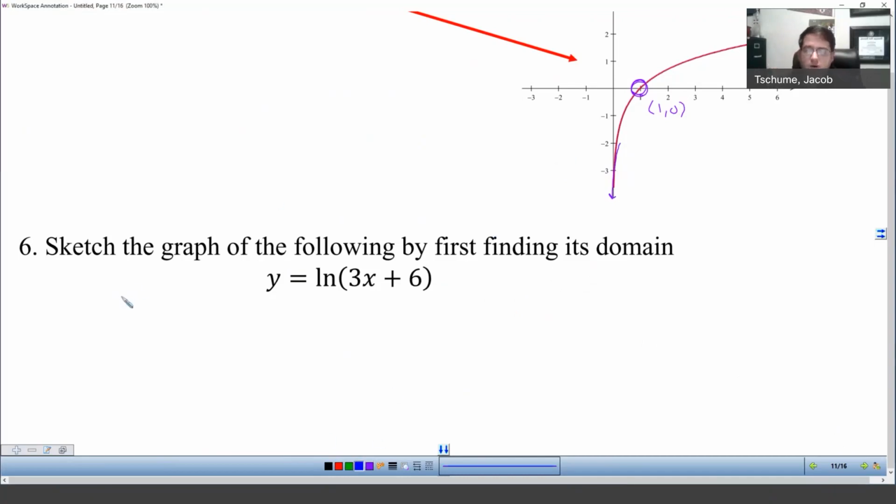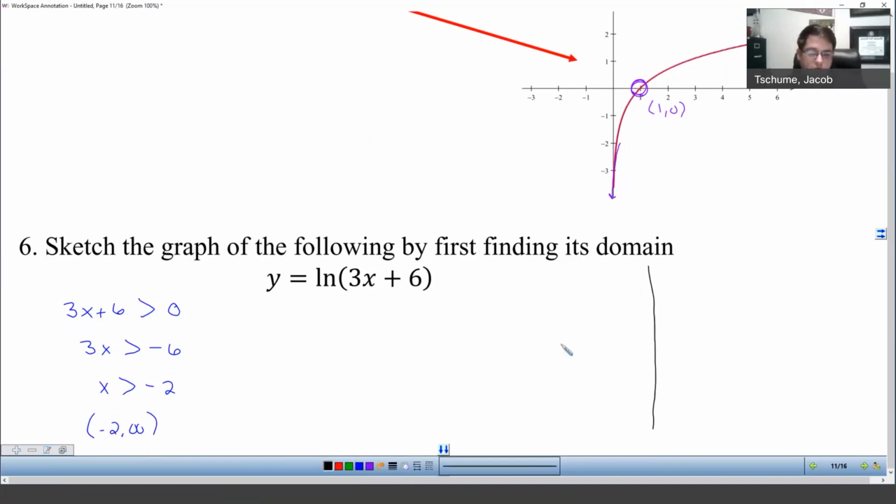So just like number 4 and number 5, for the domain, I know that the inside, the 3x plus 6, must be greater than 0. Well, if I subtract the 6 over, 3x would be greater than negative 6. And if you divide both sides by 3, now remember, just because 6 is negative doesn't affect this. Since you're dividing by a positive number, x has to be greater than negative 2. So your domain would be from negative 2 to infinity.